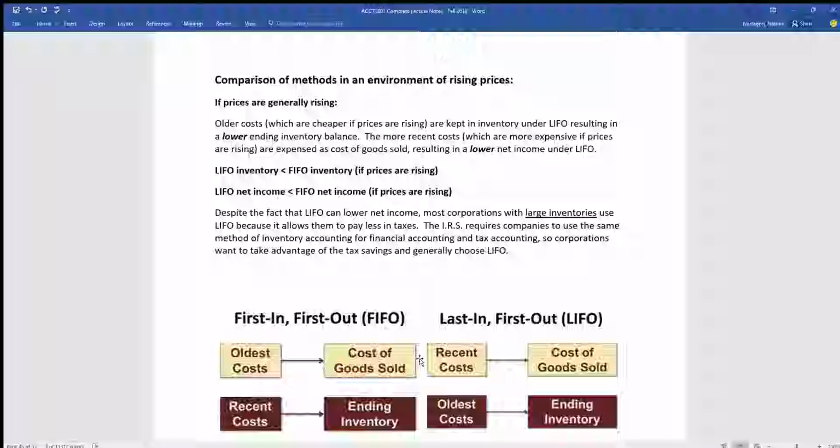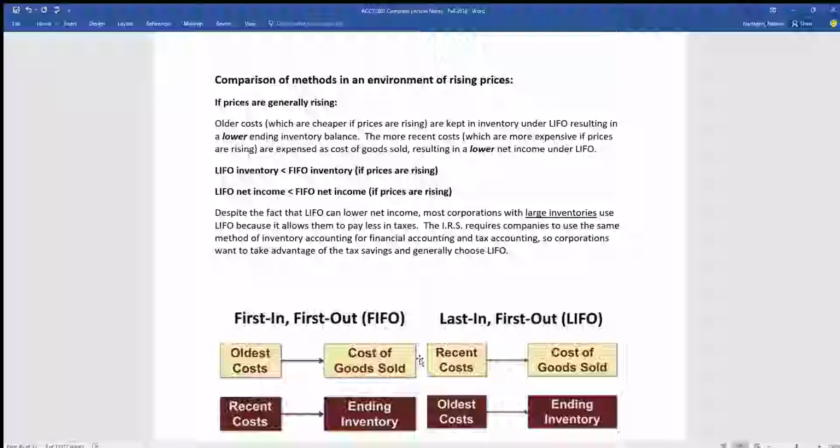Basically, what we want to do is, I'm going to be honest, LIFO tends to be the best one because usually prices are always rising. We don't see a fall in price very often, so mostly they're rising and most companies choose LIFO. Again, this is mostly due to taxes, because they're showing less gross profit, which means they actually do pay less in taxes, and this works great.